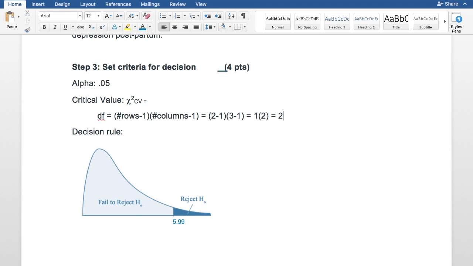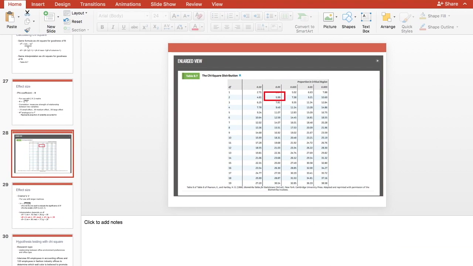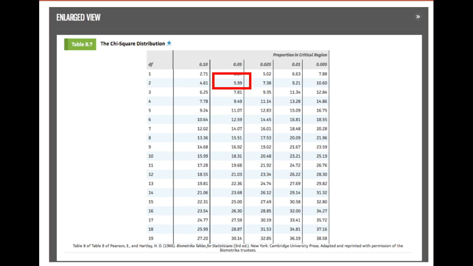So from here, we will go into Aplia, into the book, and into the statistical tables in Appendix B. I'm going to skip over those steps. I've already done that, and I put that in a PowerPoint slide that I'm going to show you now. So here we have the chi-square distribution. It's table B7, and it's right after Pearson's correlation.